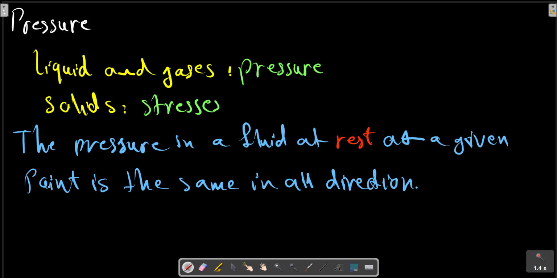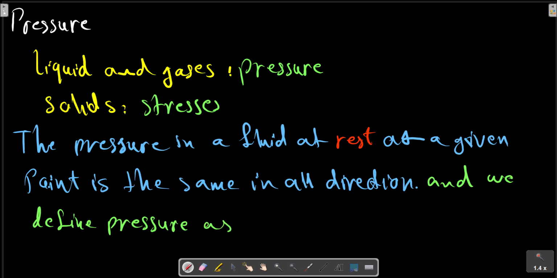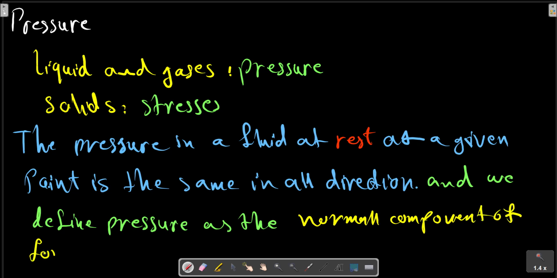And we define pressure as the normal component of force per unit area. Pressure as the normal component of force per unit area.